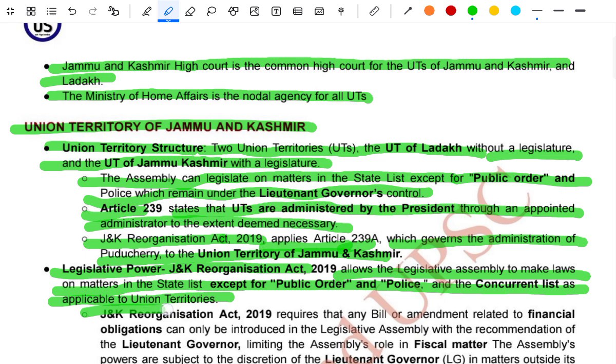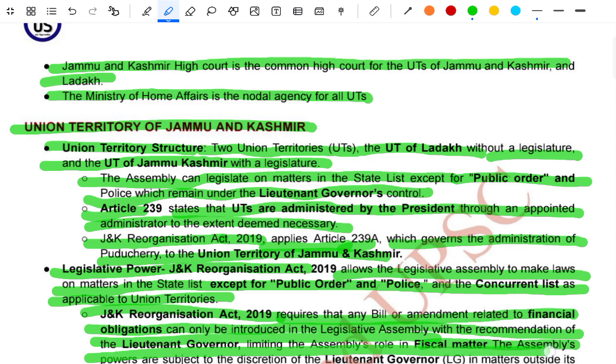The Jammu and Kashmir Reorganization Act requires that bills related to financial obligations can only be introduced in the Legislative Assembly with the recommendation of the Lieutenant Governor, limiting the Assembly's power in fiscal matters, and are subject to the discretion of the Lieutenant Governor (LG) on matters outside it.